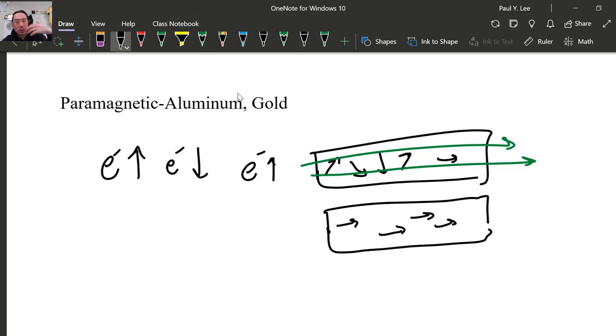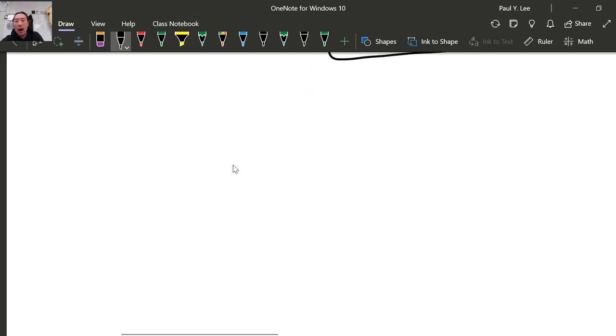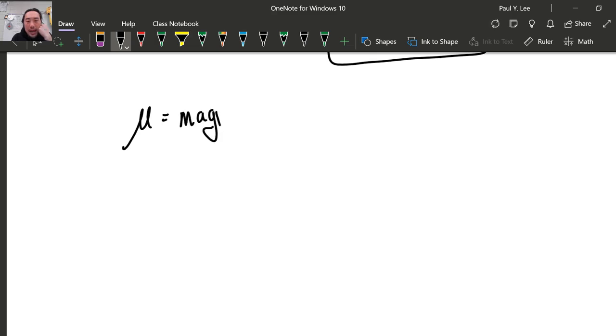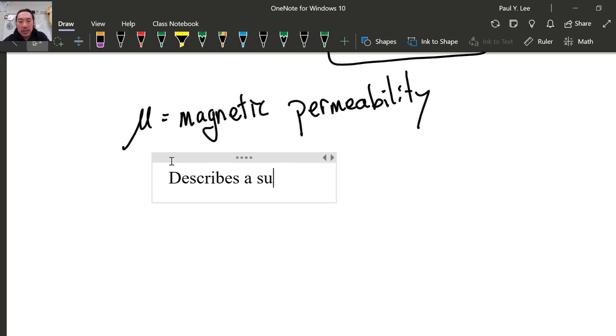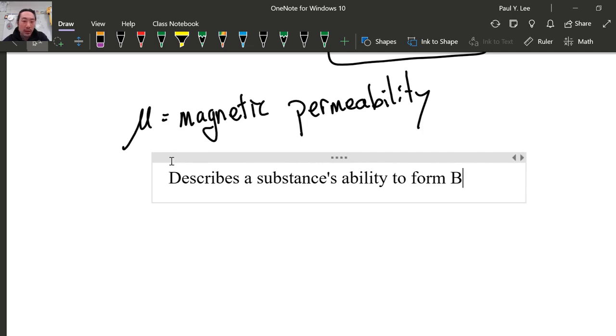All right, that leads us into our final discussion, the formula. So those are all the concepts. For the ability of a material to become magnetized, we use the Greek letter mu. Mu is what we call the magnetic permeability. The definition of magnetic permeability is that it describes the ability of a substance or object to form magnetic fields. I'm just going to leave it as B.